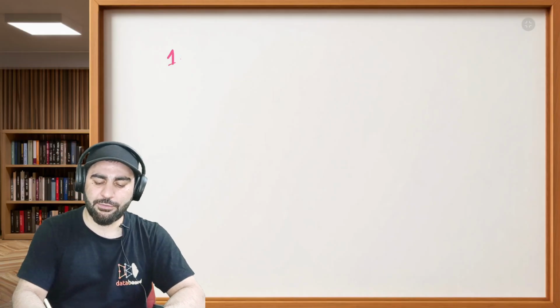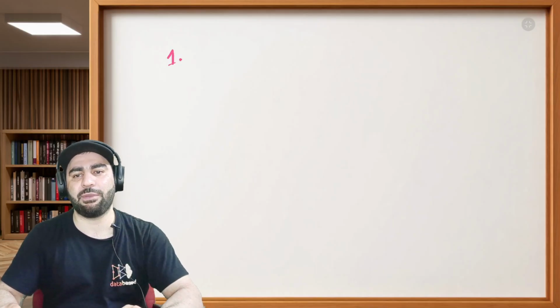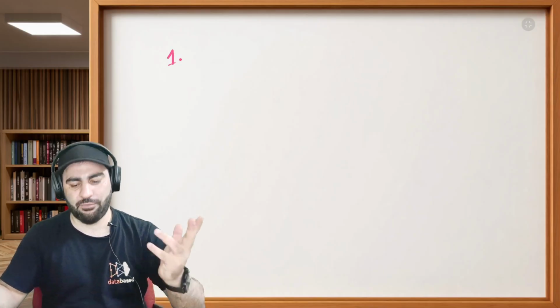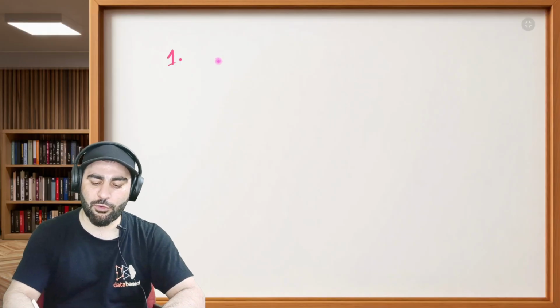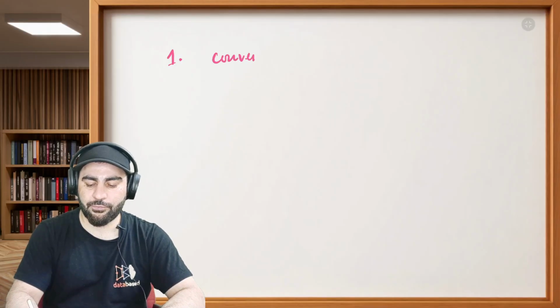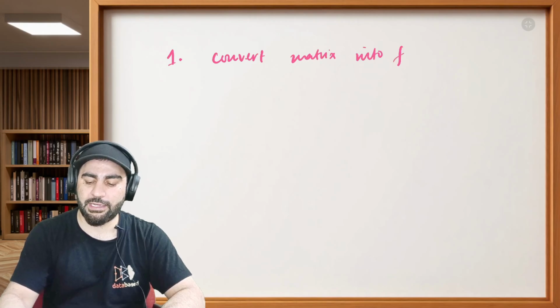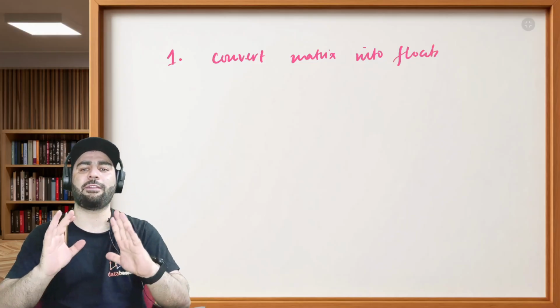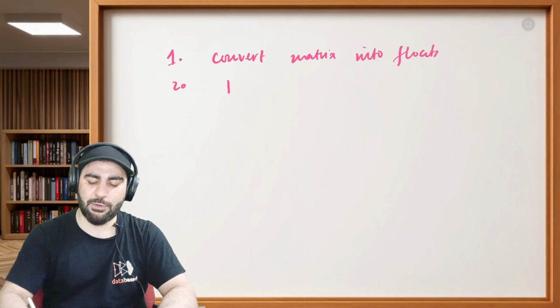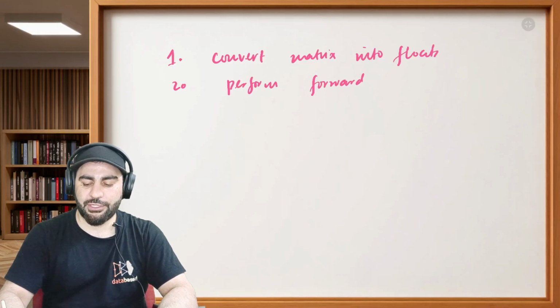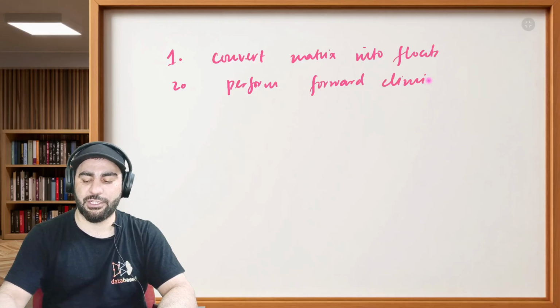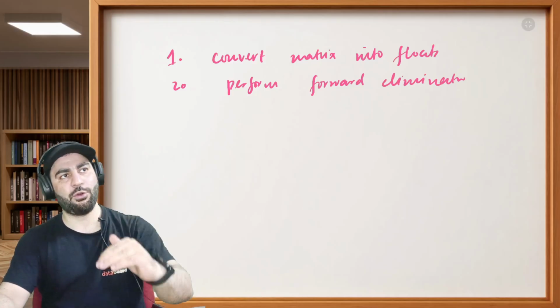The first thing is very important: the numbers that will be given to me might be in some other format, integer or whatever, but I want to convert them. So convert the matrix into floats. Whatever entries we have there, we'll convert into floats. Once we have them as floats, we'll perform forward elimination. You know what forward elimination means: Gaussian elimination. That means whatever was below the pivots, we'll make zeros.